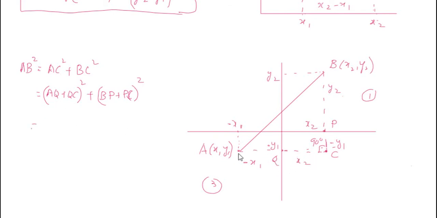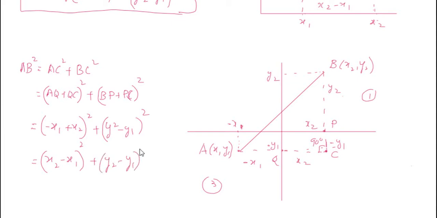Now this one AQ is x1, but x1 is negative, so we will represent this one as minus x1, and QC is x2, plus x2 whole square, plus BP is y2 and PC is y1, but this is in the fourth quadrant, y is negative, so this is y1 whole square, or I can write this one as x2 minus x1 whole square plus y2 minus y1 whole square.